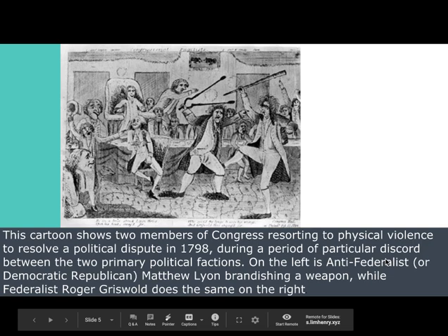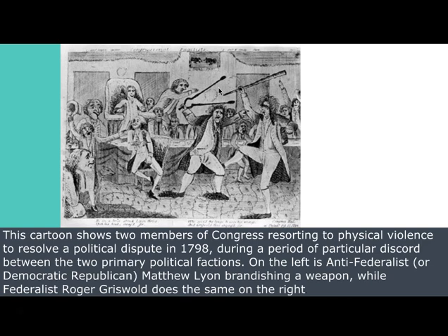While the Federalist, his name's Roger Griswold, is doing the same on the right. If you look a little closer, there's little smoke drawings. This is obviously not a historically accurate drawing. It's not a photograph. But this is actually like a fire poker. So it was really hot too.